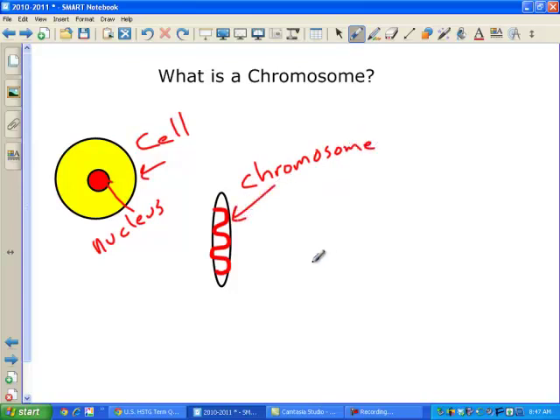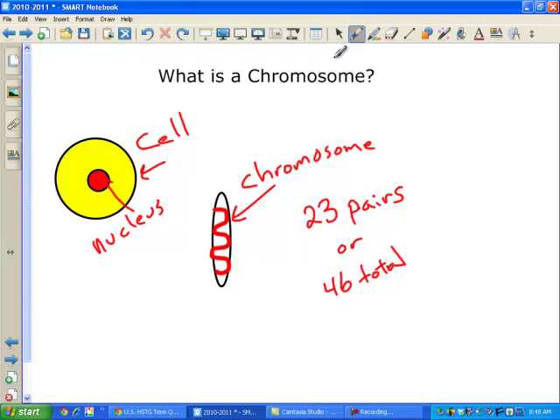All right. Humans have 23 pairs of chromosomes, which would make a total of 46. So 23 pairs, or 46 total. And they're found in the nucleus.